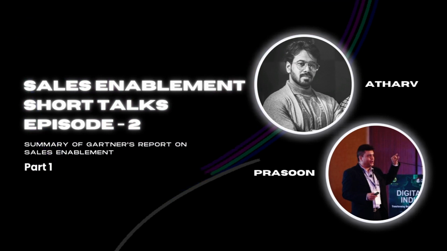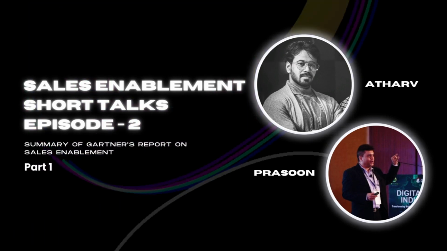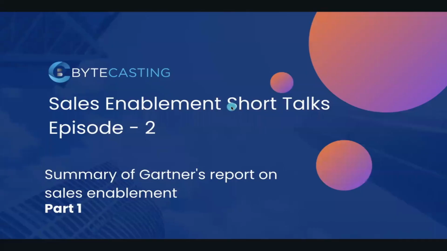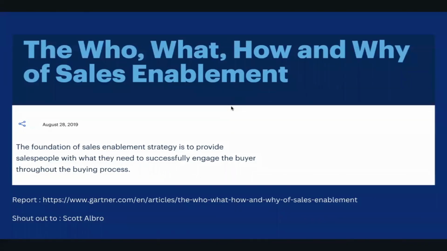Today, we are covering a summary of the Gartner report on sales enablement. All right, so in this episode, I'm going to pick Gartner's report on sales enablement, and I'm going to provide a summary and review of that report. It was published in 2019 and it was titled The Who, What, and How and Why of Sales Enablement.